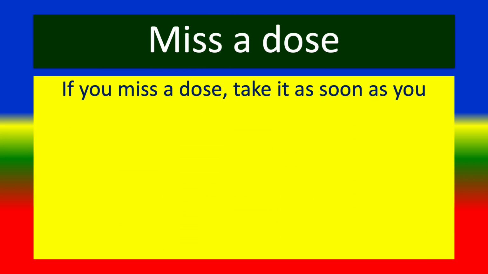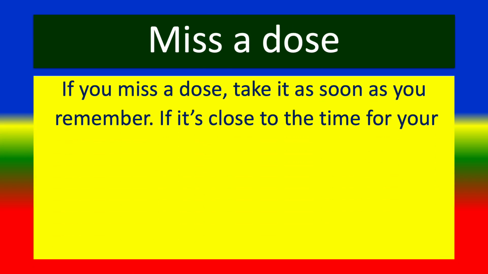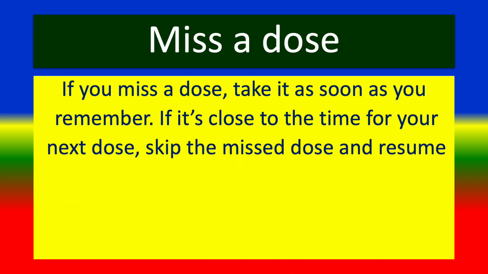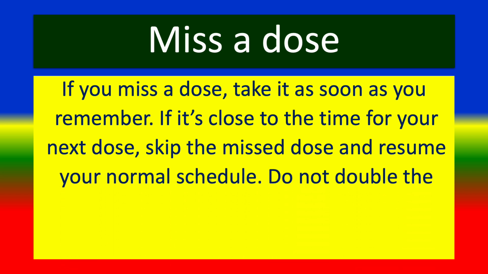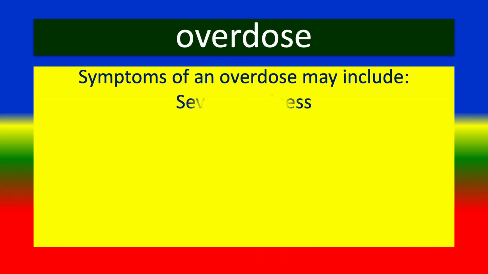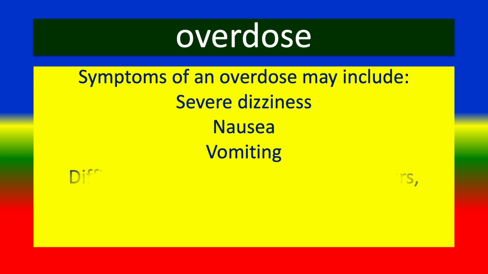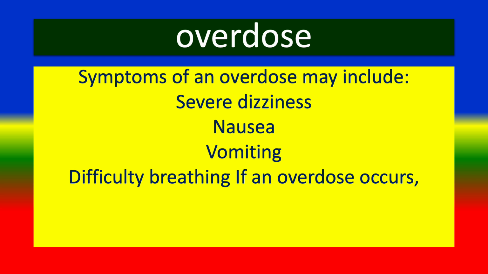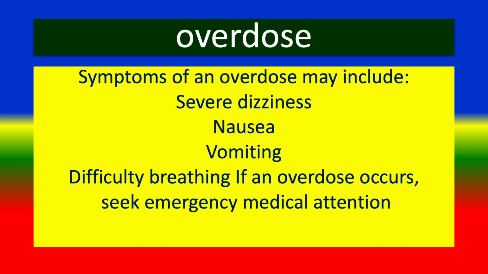Missed dose. If you miss a dose, take it as soon as you remember. If it's close to the time for your next dose, skip the missed dose and resume your normal schedule. Do not double dose to catch up. Overdose. Symptoms of an overdose may include severe dizziness, nausea, vomiting, difficulty breathing. If an overdose occurs, seek emergency medical attention immediately.